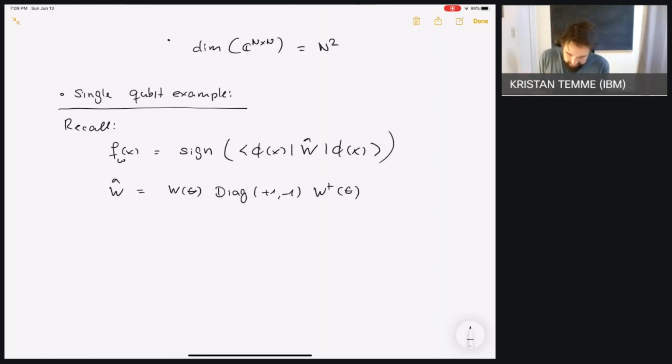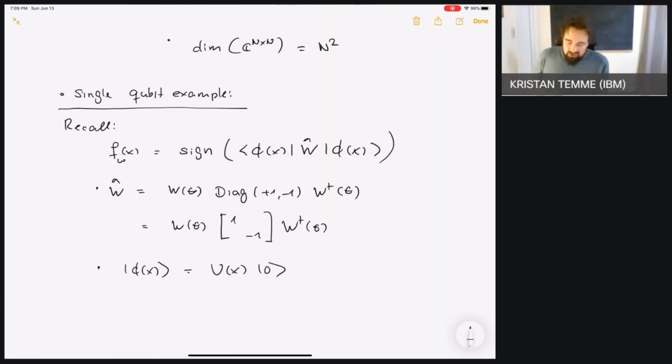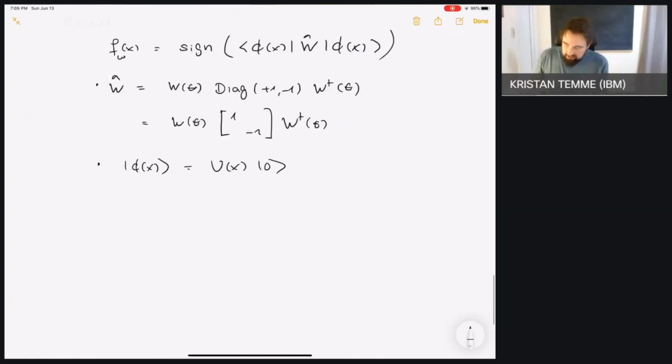And so you can look at a specific example for a single qubit. This is just this matrix, and say a Z matrix in the middle, right? And this phi x is essentially a vector that you prepared by loading your data by some unitary circuit U x on |0>. Okay, so you've been through that in the previous session.